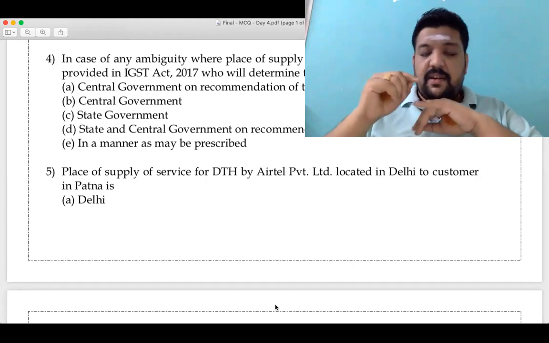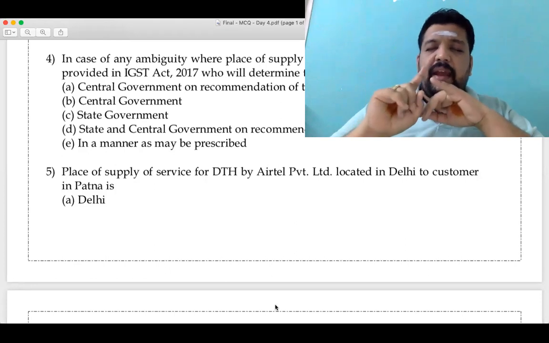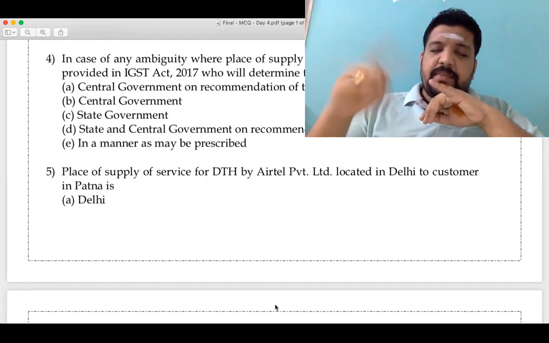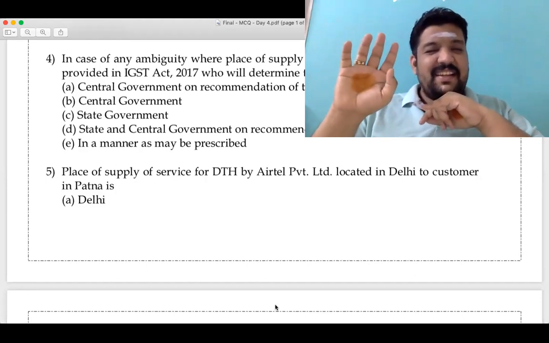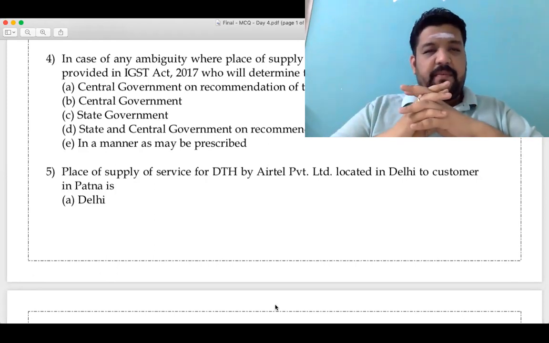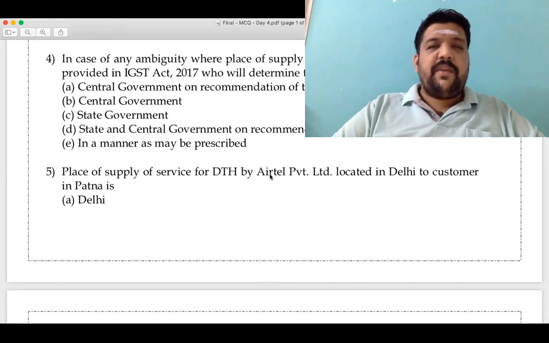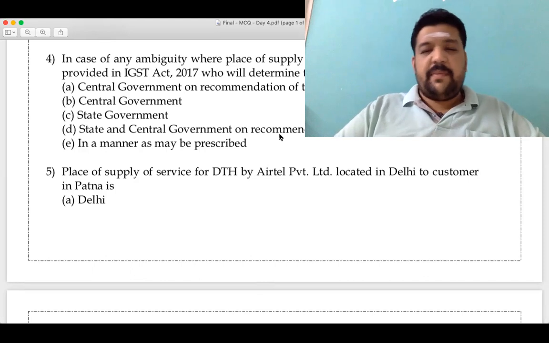Maybe you can see section 10 subsection 2 and section 13 subsection 13. Section 13 subsection 13 and 10 subsection 2 straightaway address this point, where in case of any ambiguity, if place of supply cannot be determined as per the given data, then how place of supply can be determined?